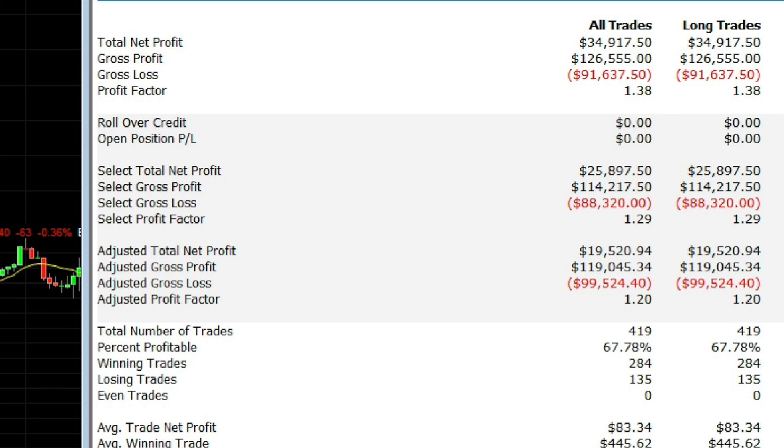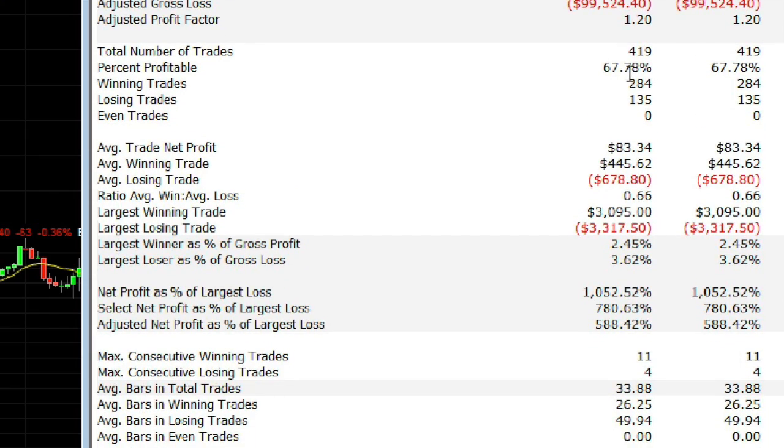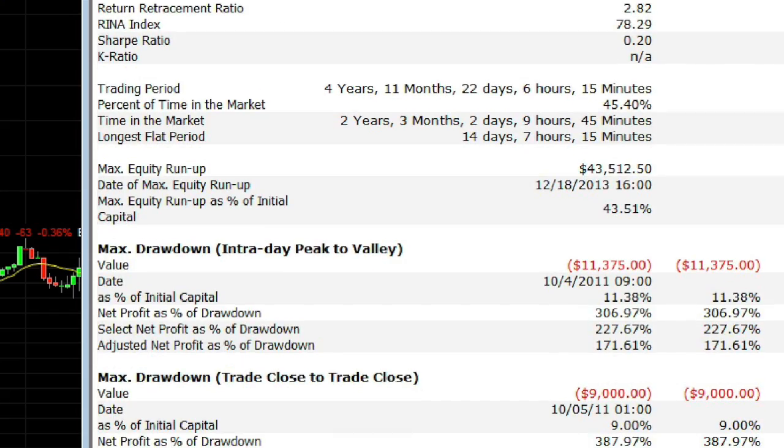1.38 profit factor. We have over 400 trades. 67% are profitable. $83 in net profit is our average trade net profit, and we have a drawdown of around 11%.